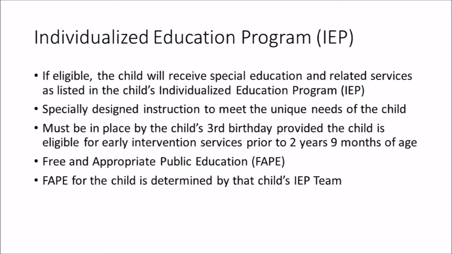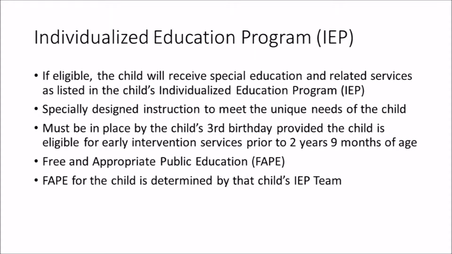The IEP must be in place by the child's third birthday, provided the child is eligible for early intervention services prior to 2 years, 9 months of age. Again, that's that magic number that we talked about earlier. The child is afforded a free and appropriate public education. That's also known as FAPE. And FAPE for a child is determined by that child's IEP team.